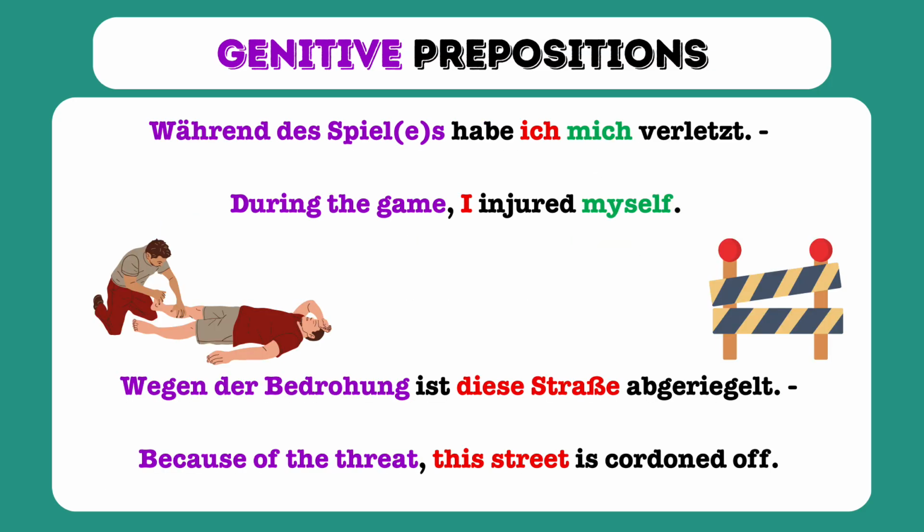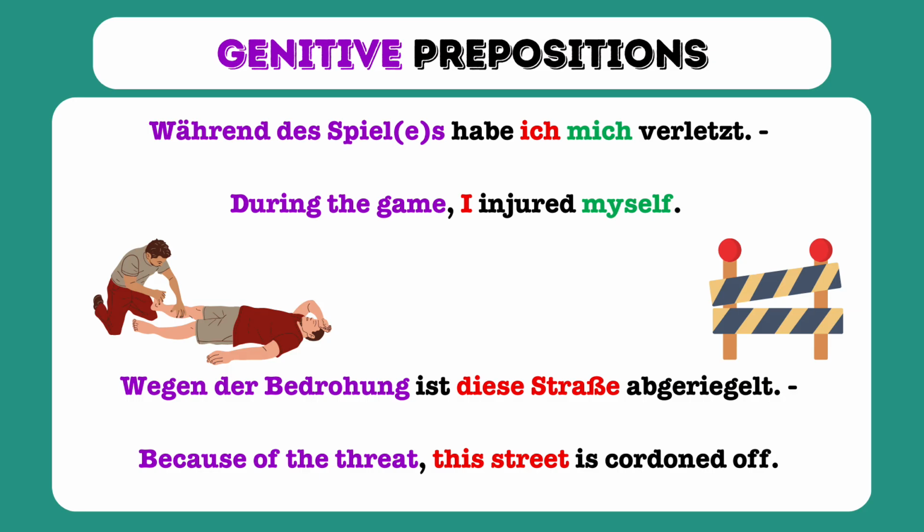Während des Spiels habe ich mich verletzt. During the game, I injured myself. Here I actually would say Spiels rather than Spieles, but technically either one would be correct. That's why I put the E in parentheses here. Spiels or Spieles, both would be acceptable. During is followed by the genitive case here, des Spieles.